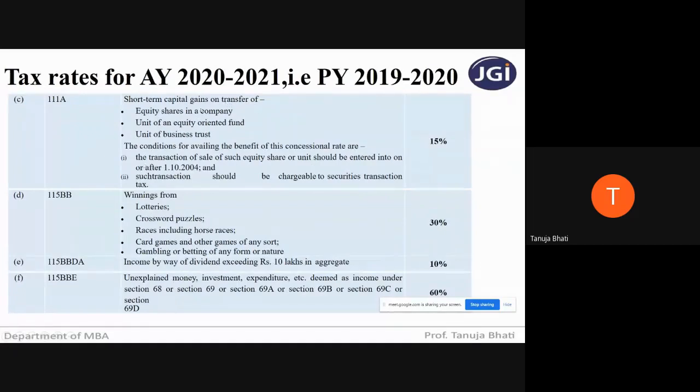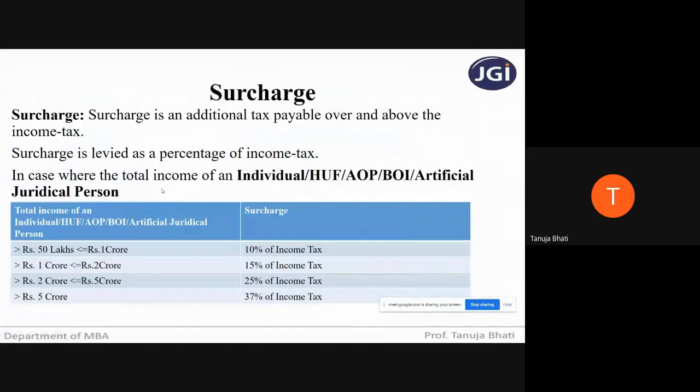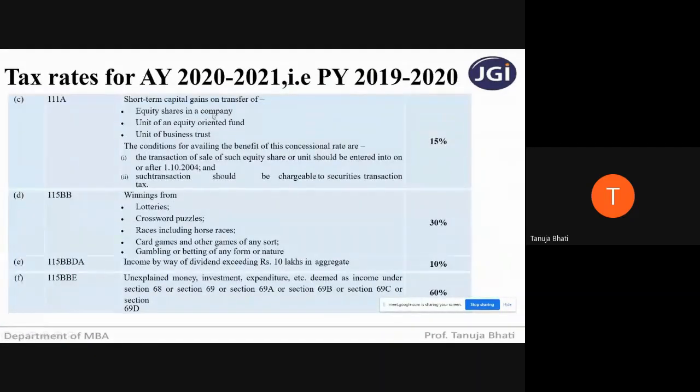Next, if it is a short-term capital gain on transfer of the same as specified. That was long-term. In the previous slide, it was a long-term capital gain. In the next slide, this is a short-term capital gain. Then you need to pay 15% tax.